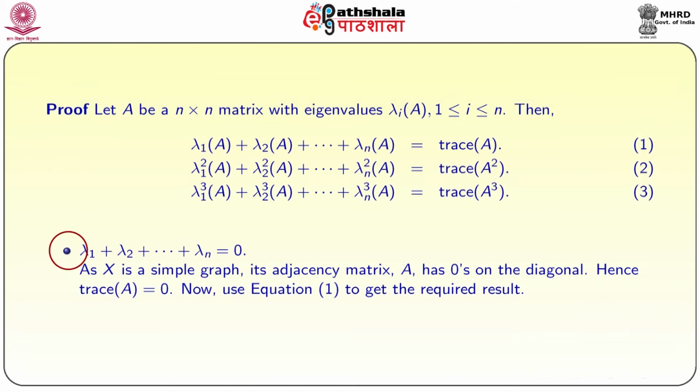But lambda 1 plus lambda 2 plus and so on lambda n is equal to 0. As X is a simple graph, its adjacency matrix A has zeros on the diagonal, hence the trace of A is equal to 0, or the sum of the eigenvalues is equal to 0. So, use equation 1 to get the required result.